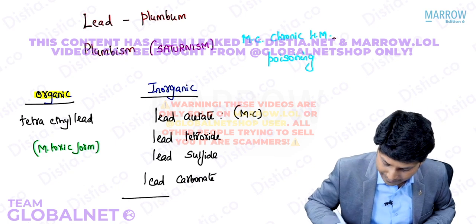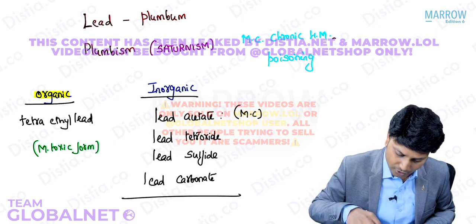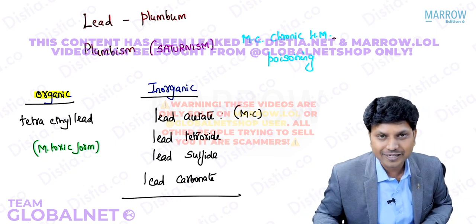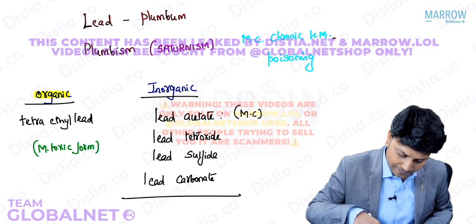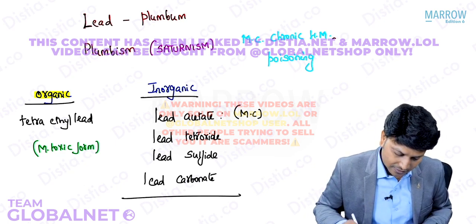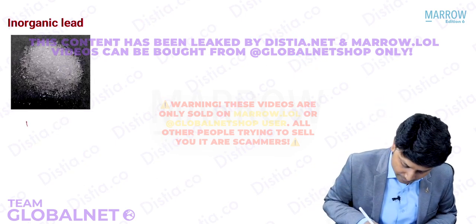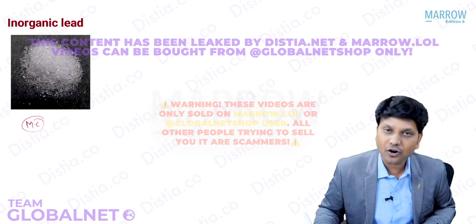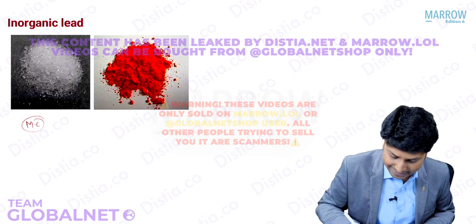I've told you all these names, but I want you to see it and find out where it is commonly used: lead acetate, lead tetroxide, lead sulfide and lead carbonates. I'll show you that. Have a look at it. You can see this is lead acetate, the most common inorganic lead. Then, as I told you, this is lead tetroxide.